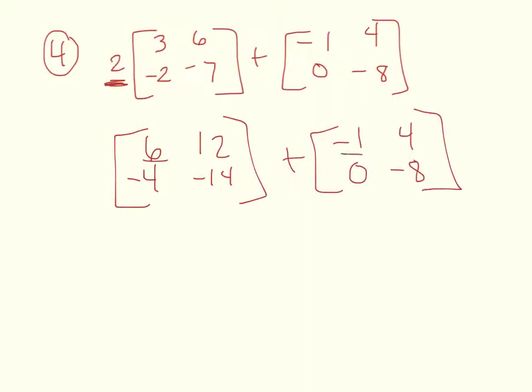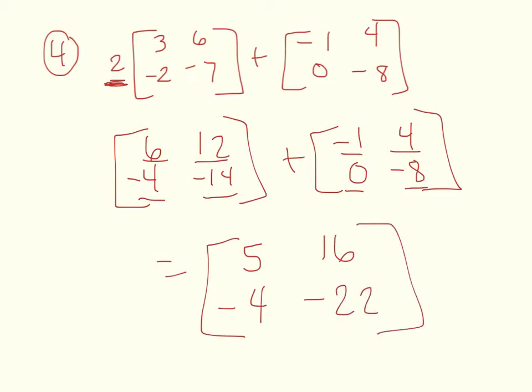So we got 6 plus negative 1 is 5. 12 plus 4 is 16. Negative 4 plus 0 is negative 4. Negative 14 plus negative 8 is negative 22. Alright, so that's matrices.